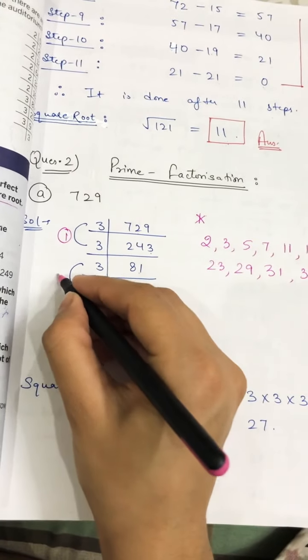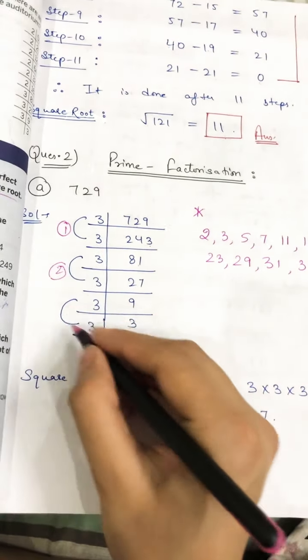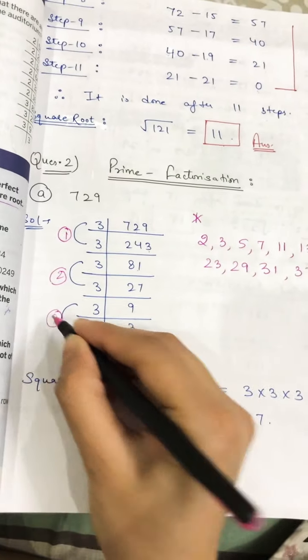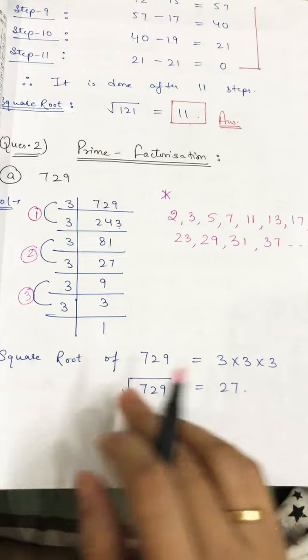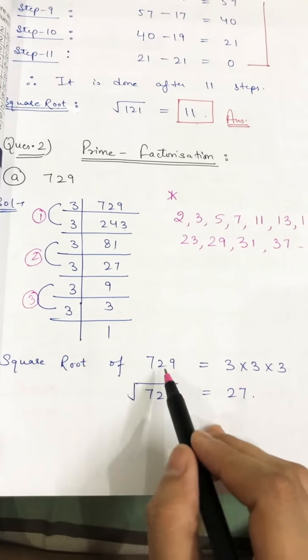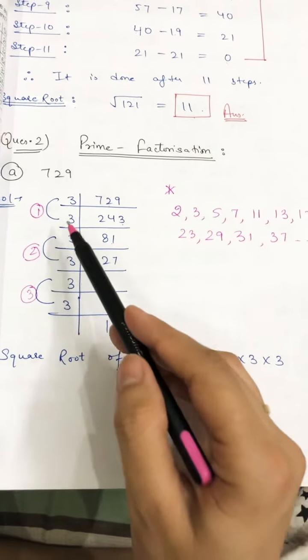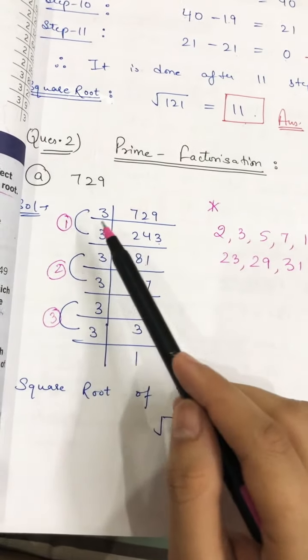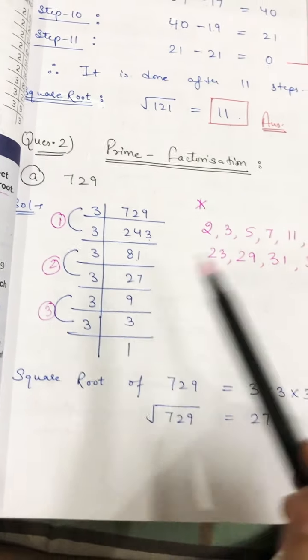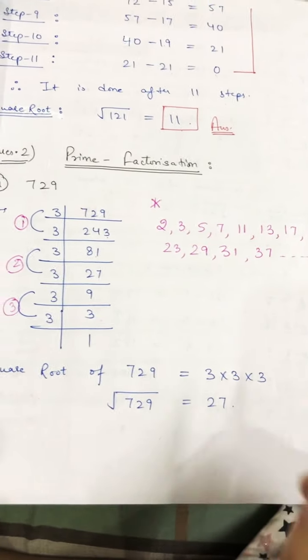3 and 3, this is your second pair. 3 and 3, this is your third pair. Okay, you have to see how many pairs there are. Then you have to write down: square root of 729 is equal to 3 pairs. And in all 3 pairs, what is the value? 3, 3, 3. So write down 3 three times.